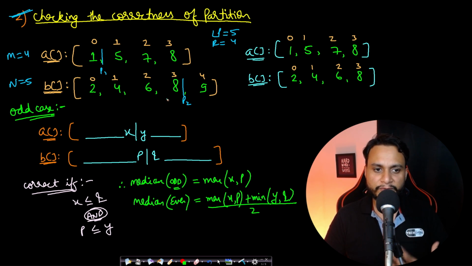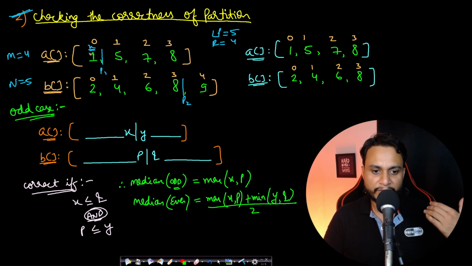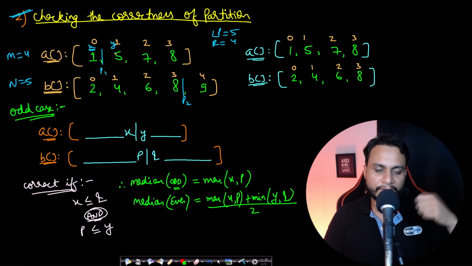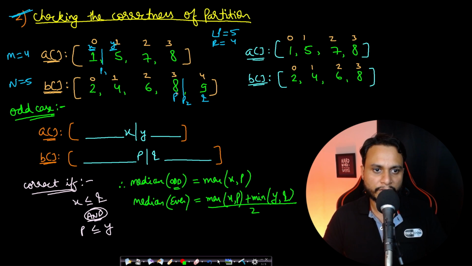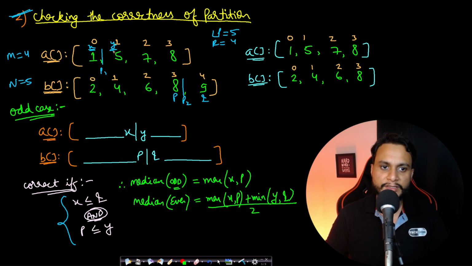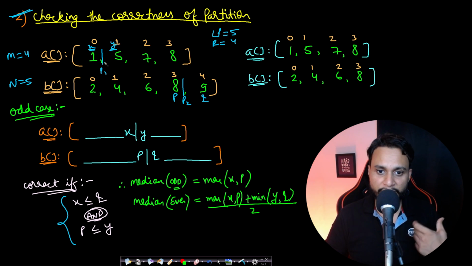Okay, so to simplify this comparison, I will name the rightmost element in the first array on the left side as x, and the leftmost element in the first array on the right partition as y, and this as p and this as q. So you need to compare this x against q and this p against y. You simply need to check that x must be less than or equal to q and p must be less than or equal to y. Hence, if this is correct, then the partition which you have created is the correct partition, and then you can easily find out the median.